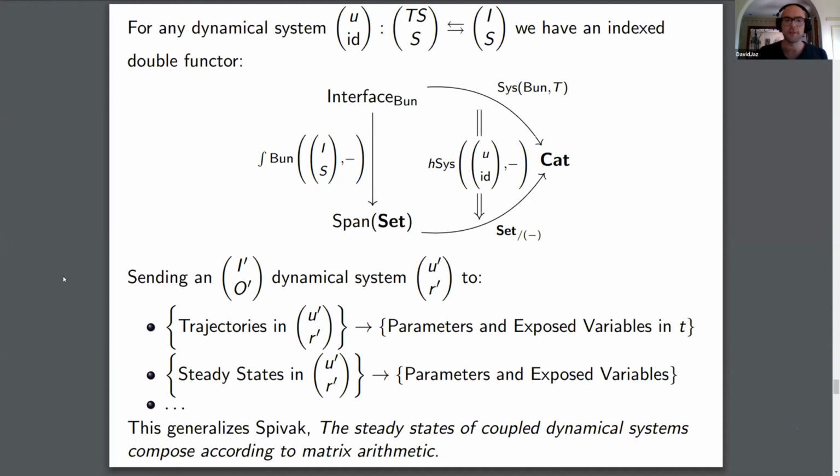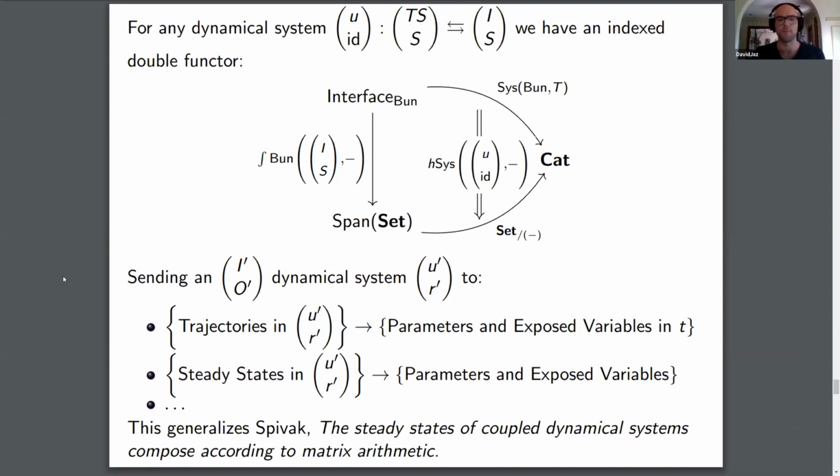And so when you put it all together, what you can see is if you choose the representing dynamical system to be the real numbers with d/dt equals 1, then you get trajectories as fibered over parameters and exposed variables varying in time.